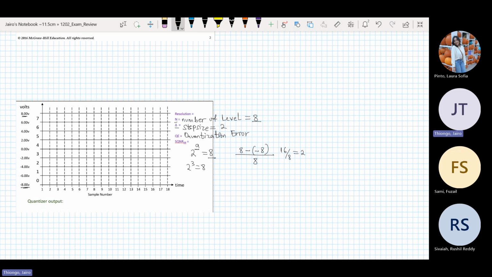And as we can see visually, the step size is equal to 2. So don't look at this, it might confuse you. If you go from -8 to -6, the difference there is 2. So if you do it this way, there's a way to actually check yourself and see if you got it right.